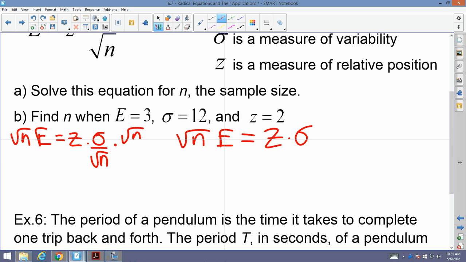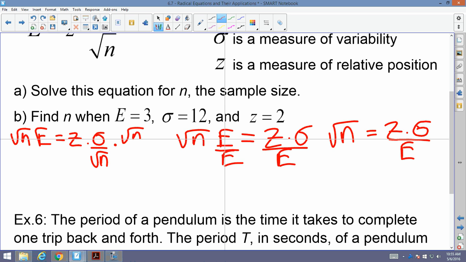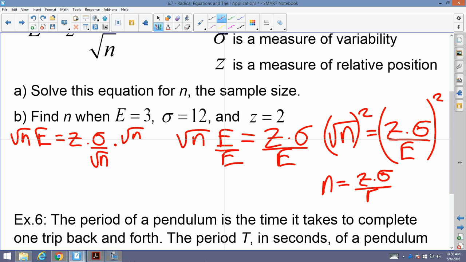Divide by E on both sides. And then the square root of n equals Z times sigma over E. And then how do I solve for n? Square both sides. That's the square root of n. I need to solve for n. So n equals Z times sigma over E, squared. And now, how do I find n? I literally just plug it in.